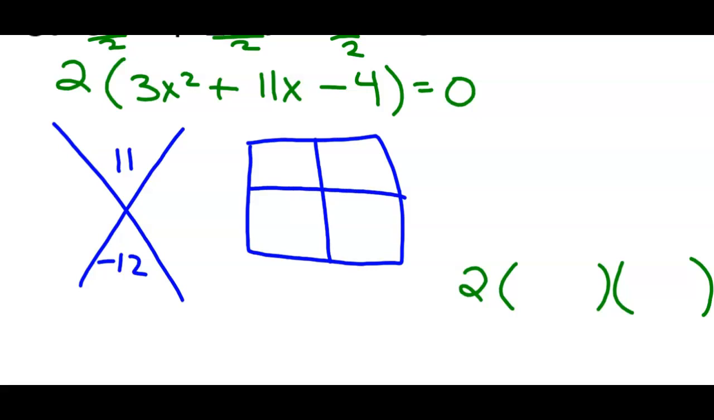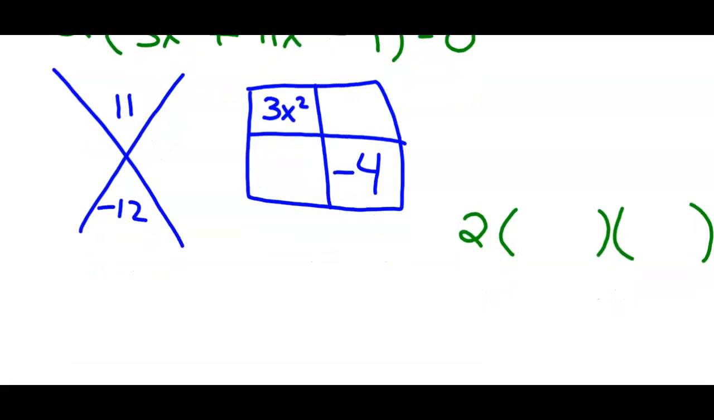What goes here, everybody? That is a lame everybody. You guys stink at everybody. What goes down here? Negative 4. Negative 4. Okay?